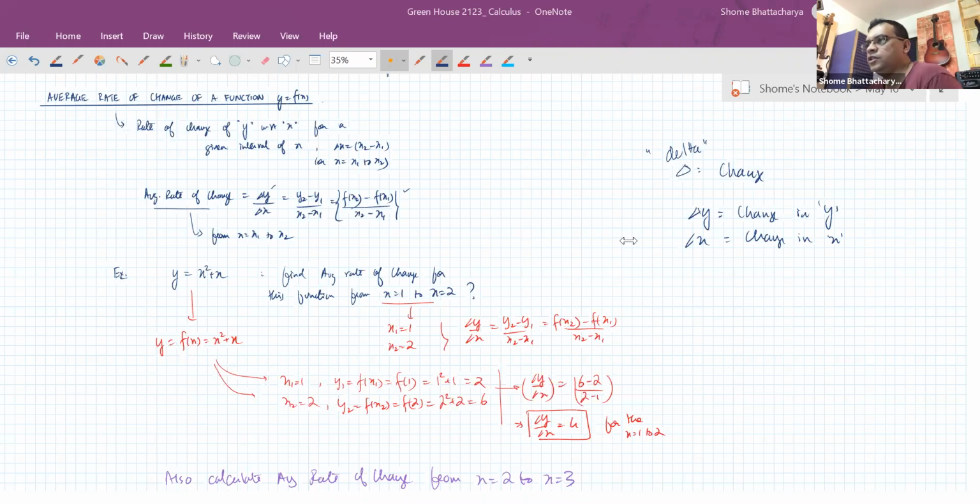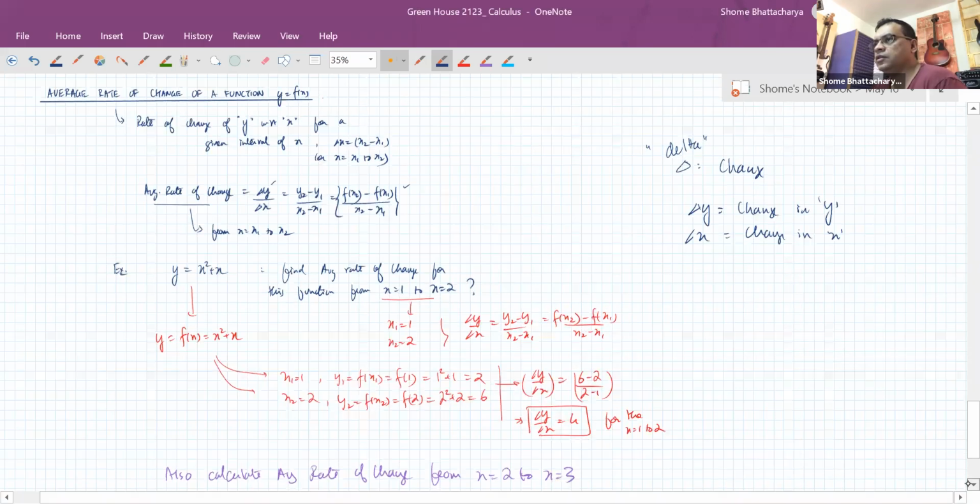Okay, I will come to what is unit of rate of change also. At this point of time, it's not important because X and Y are just numbers. But unit of rate of change will be whatever the unit of Y is divided by whatever the unit of X is. Okay. So anyhow, let's look at the second part of the same question.